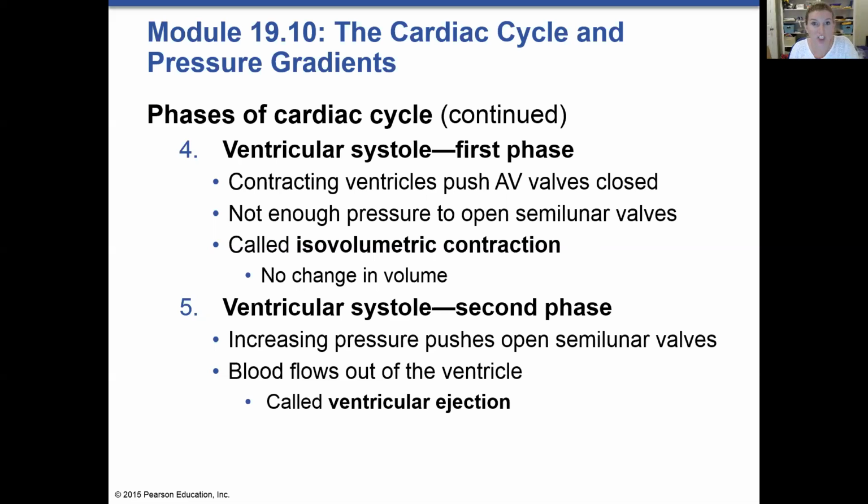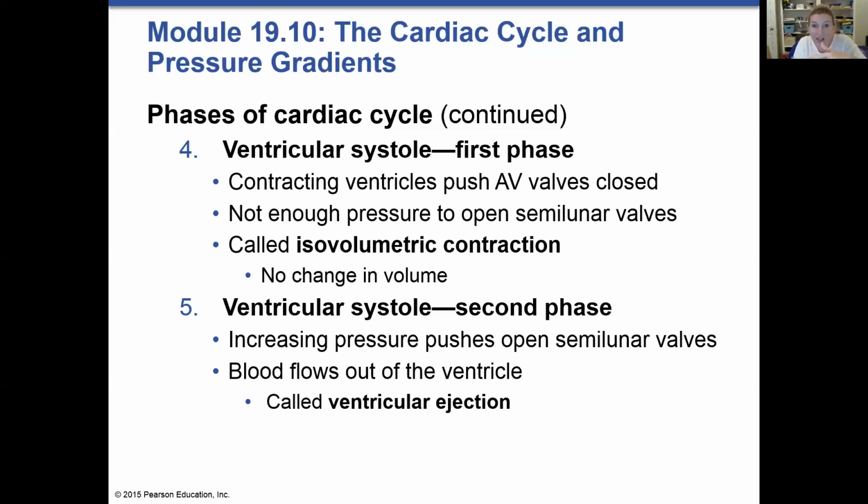This is the ejection phase, ventricular ejection. So that increasing pressure forces those semilunar valves open. The tricuspid and bicuspid valves remain closed, and that blood is going to flow out of the ventricles and into the pulmonary and systemic circuits. So there's two phases to ventricular systole. That isovolumetric contraction, squeezing, lid on a pot of boiling water type of thing.